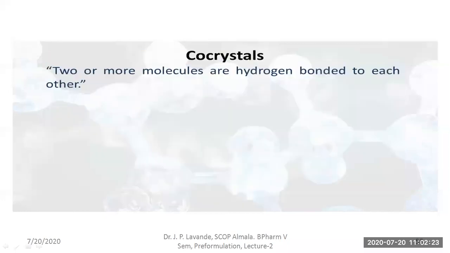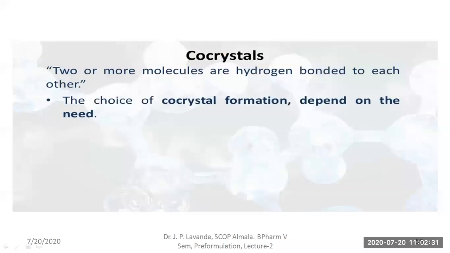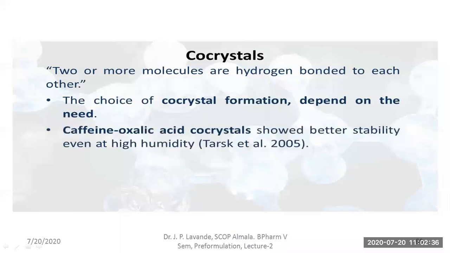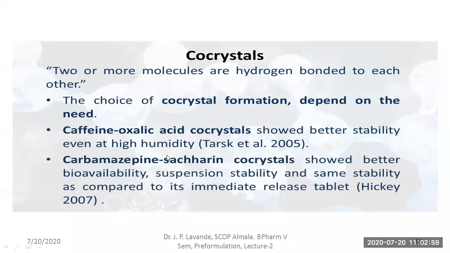Co-crystals, co, that is, along with. When two or more crystals are hydrogen bonded to each other, that is said to be co-crystals. The choice of co-crystal formation depends on the need. Let's say for example, caffeine along with oxalic acid co-crystals will show better stability even at high humidity. The same may not be there if caffeine alone is existing. So along with oxalic acid, caffeine will show better stability even at a higher humidity.